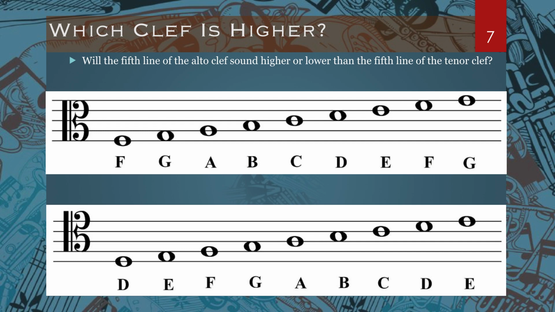So here's a question for you. Will the fifth line of the alto clef sound higher or lower than the fifth line of the tenor clef? So we have two examples here. The fifth line of the alto clef is a G. The fifth line of the tenor clef is an E. So I'm going to give you a second. Try and figure out which clef is actually going to sound higher if you play the fifth line.